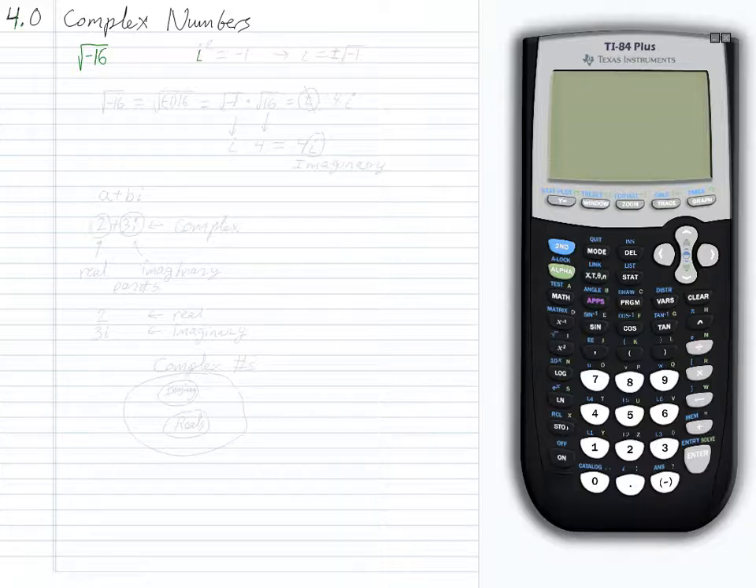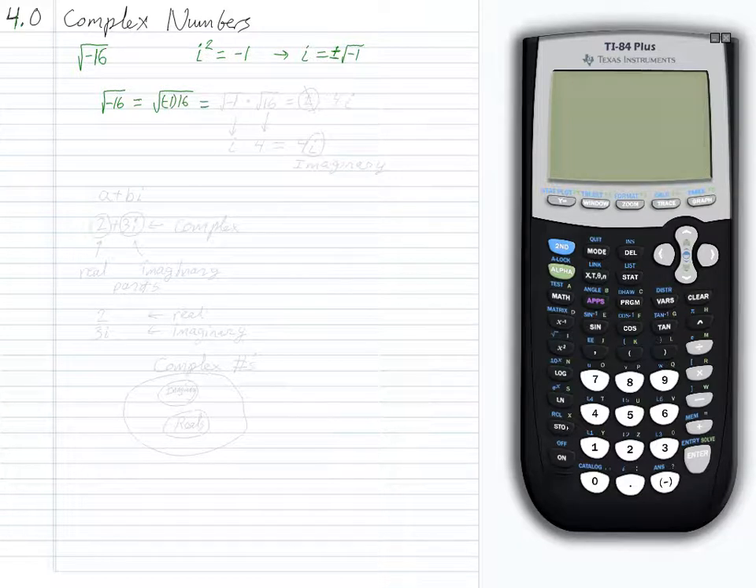So this number i is defined in the notes, definition 4.1, to be the number whose square is equal to negative 1. This implies that i itself is the positive or negative square root of negative 1. So i is a little bit shifty, but we can use it to simplify numbers like the square root of negative 16. Remember that the square root of negative 16 is just the square root of negative 1 times 16.